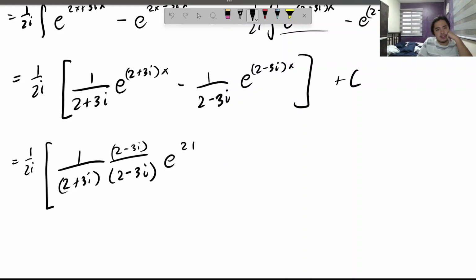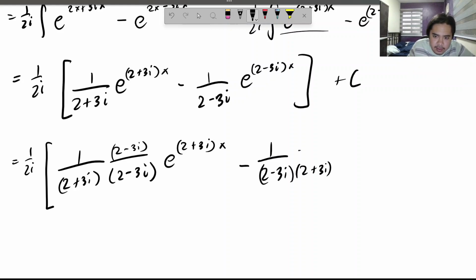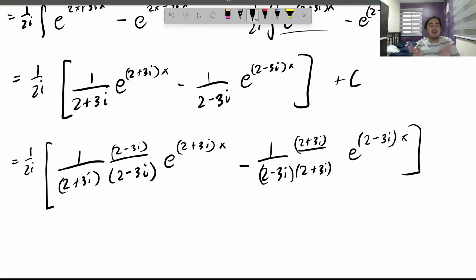Then copy this one. Easy enough. Minus, let's do the same here. Let's multiply it by the conjugate, which is 2 plus 3i. Alright. Then multiply by the thing with the e and the x. There we go.